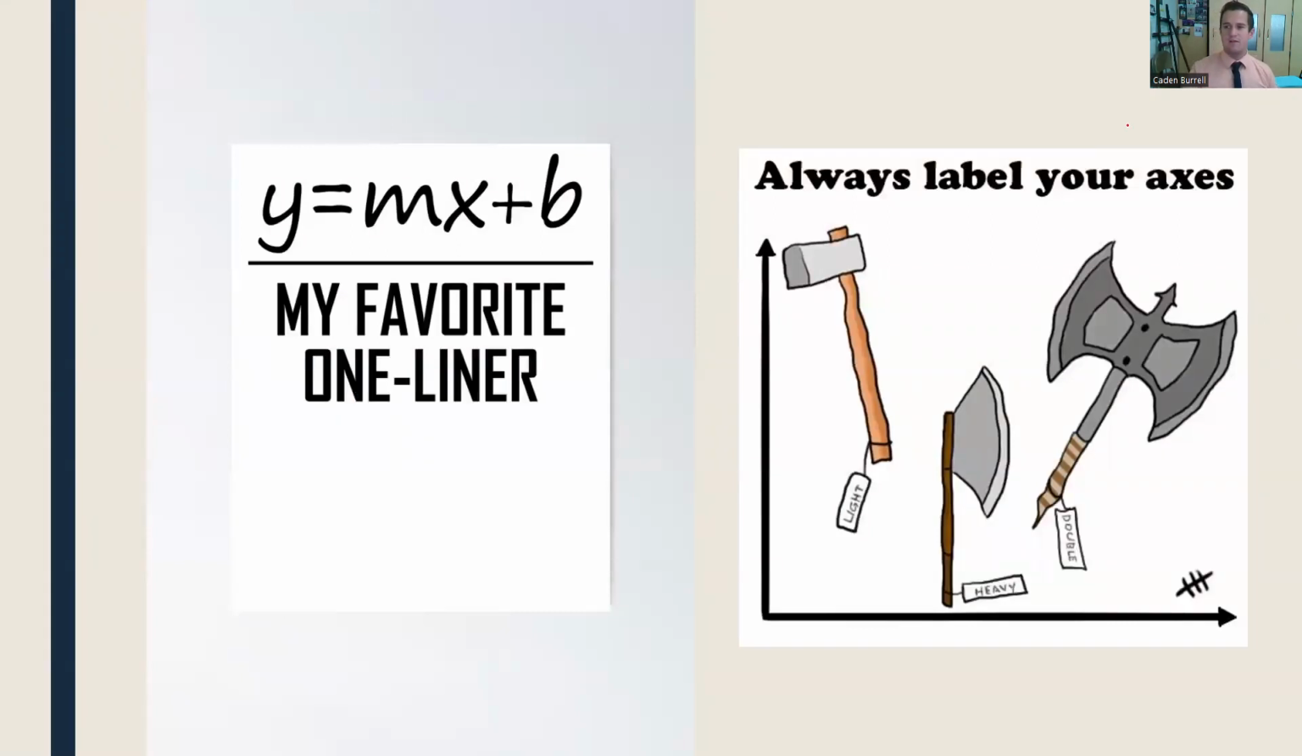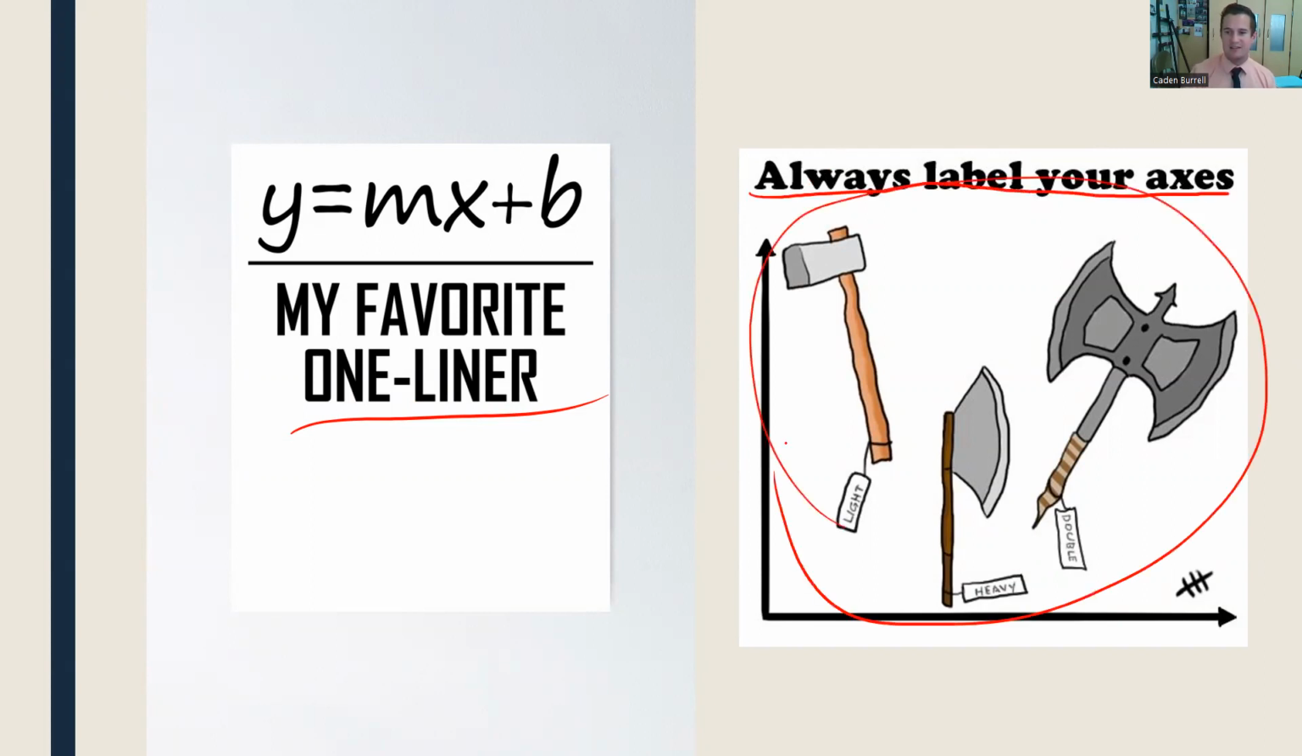So just a little bit of linear equation humor for you. Y equals mx plus b is my favorite one-liner. And don't forget to always label your axes, or your axes.